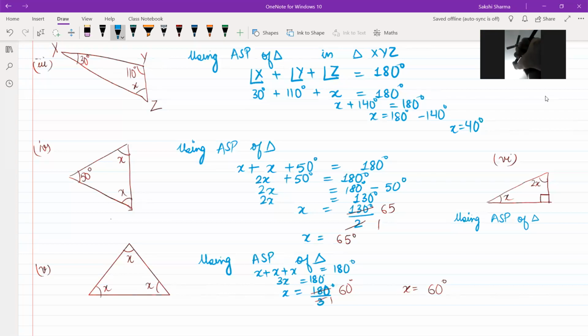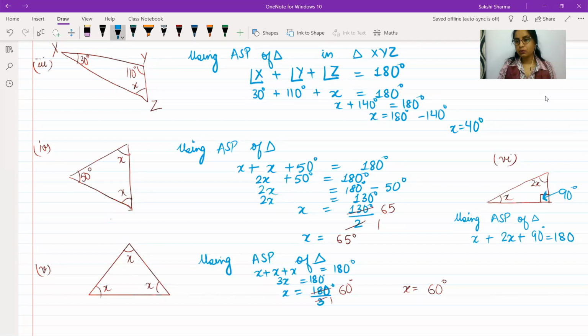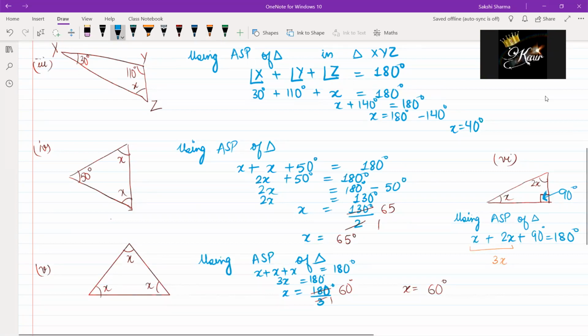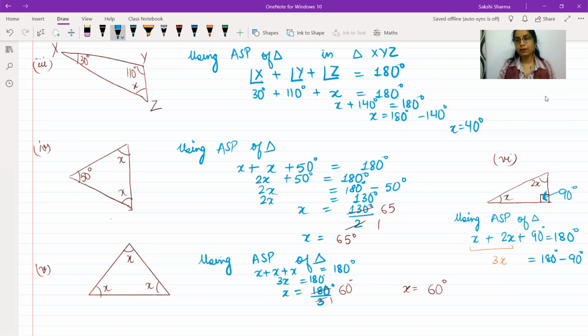Let's use the angle sum property in the sixth part. We have x. I can see 2x. What do you think about the third angle, this one? 90 degrees. This is 90 degrees. The sum will be equal to 180. x and 2x make 3x. Then I'm taking plus 90 to the right side. It becomes minus 90. So x comes out to be 90 divided by 3. x is 30 degrees.